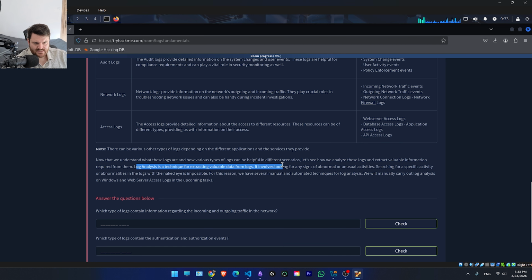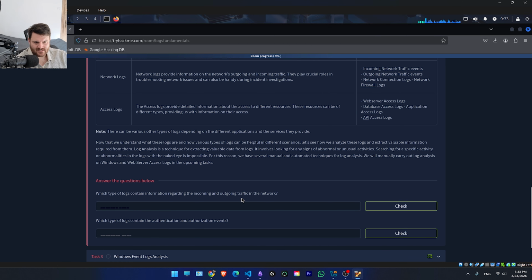Log analysis is a technique for extracting valuable data from logs. It involves looking for any signs of abnormal or unusual activity, searching for specific activity or abnormalities in the logs. With the naked eye, it is impossible. For this reason, we have several manual and automated techniques for log analysis. We will manually carry out log analysis on Windows and web server access logs in the upcoming tasks.